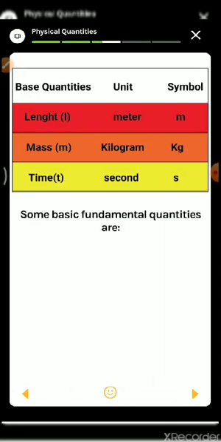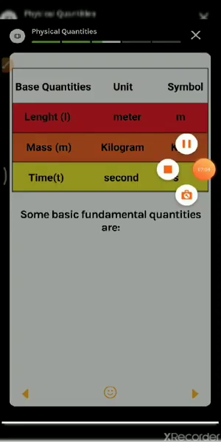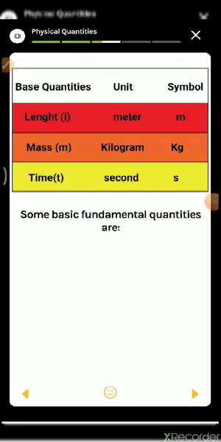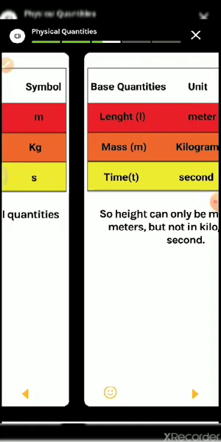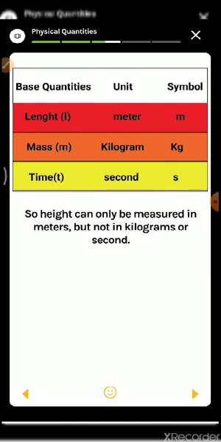Base units and unit symbols: length, its unit is meter, symbol m. Second is mass, unit is kilogram, symbol kg. Then time, unit is second, symbol small s. Some basic fundamental quantities are length, mass, time, with units meter, kilogram, second, and symbols m, kg, s. So height can only be measured in meter but not in kilograms or seconds.